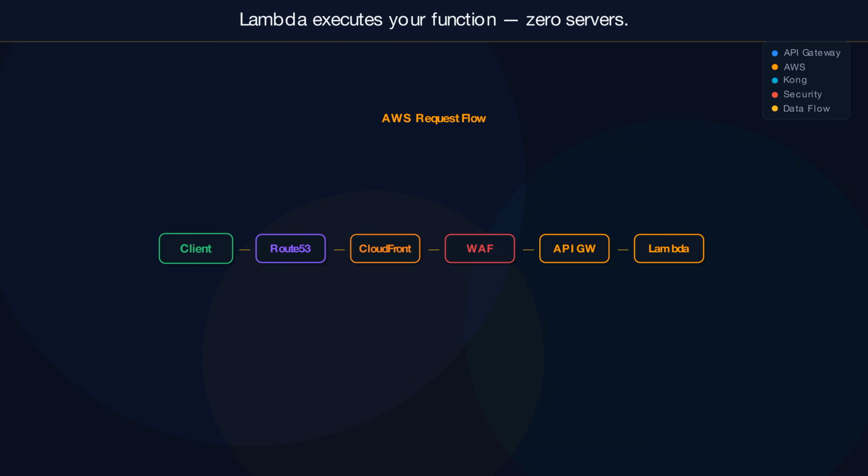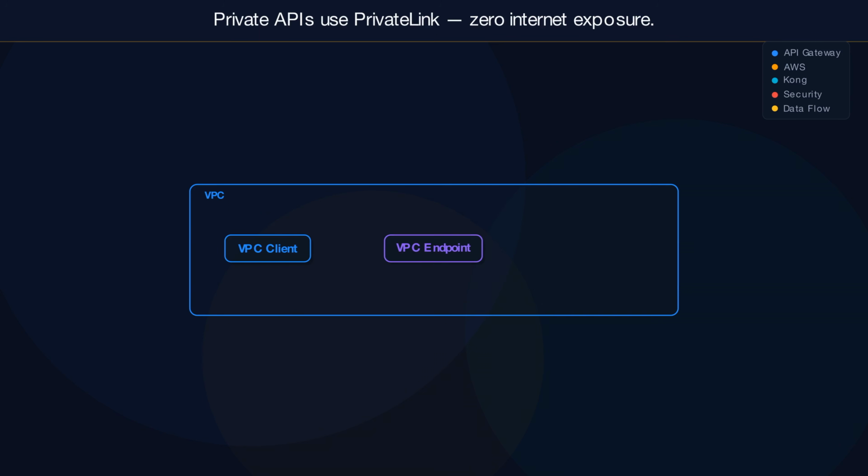The response flows back. Lambda returns the result. API Gateway applies response transformations. CloudFront caches the response at the edge. The client receives the response. For private APIs, there's zero internet exposure. Clients within a VPC reach the gateway through a VPC endpoint powered by AWS PrivateLink. All traffic stays on the AWS backbone, never touches the public internet.